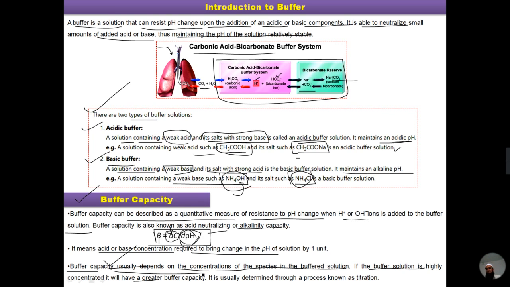तो जितना concentration आपने use किया है buffer components का, that is acid and salt, likely base and salt, जितना concentration ज़्यादा करोगे use, then it will have the more buffer capacity, more tendency to resist the change in the pH. So it can be determined with the help of a process, that's the titration. And that's not a topic at the moment. We do this in the lab.